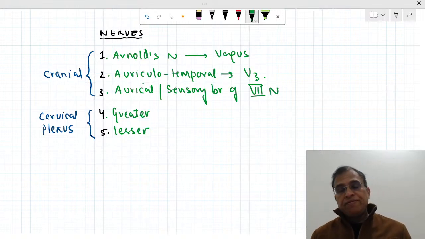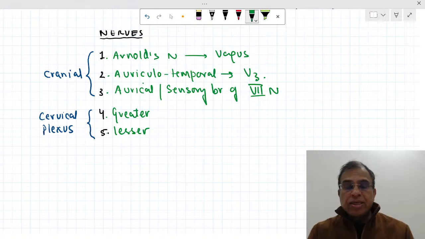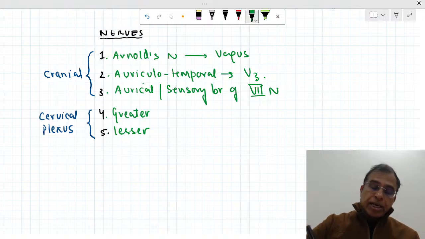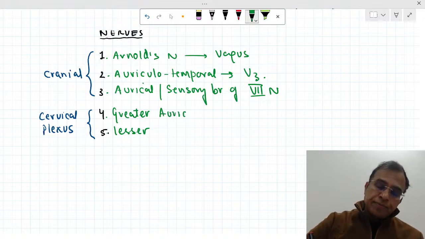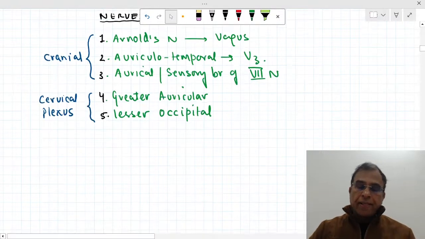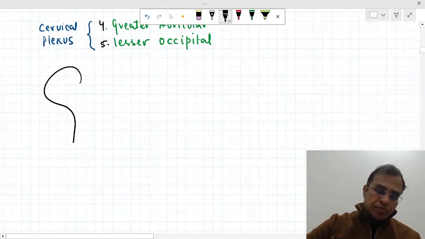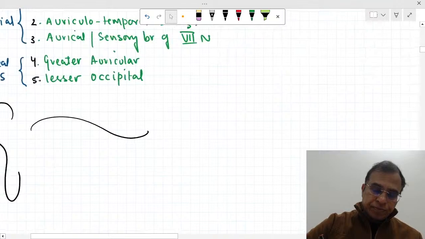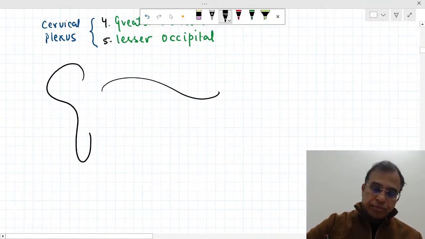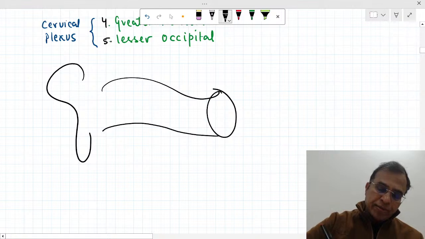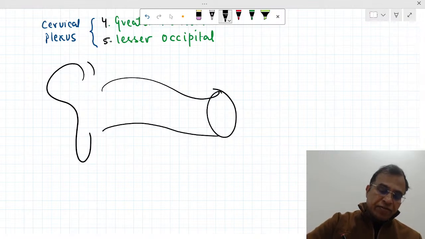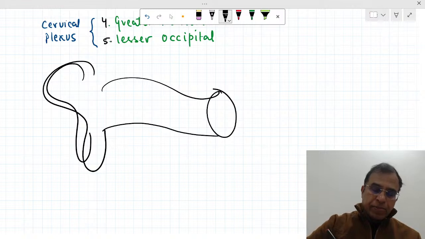So 10th, 5th and 7th, these are the three nerves that supply the canal and the pinna and the outer surface of the tympanic membrane, and then greater auricular and lesser occipital nerve. Right. So 5 nerves. So if I draw this pinna, canal and tympanic membrane, I told you there are 5 nerves supplying the pinna, canal and the tympanic membrane.